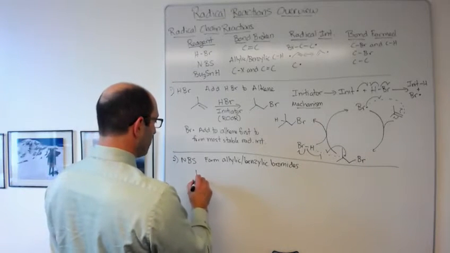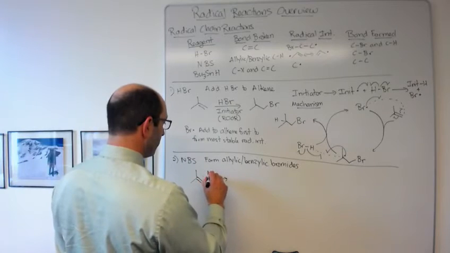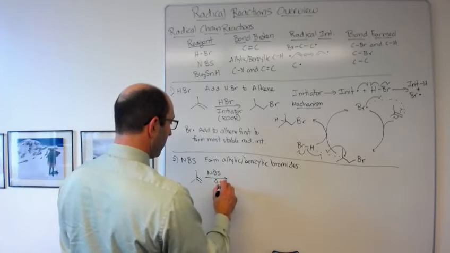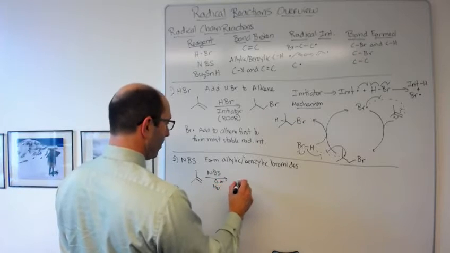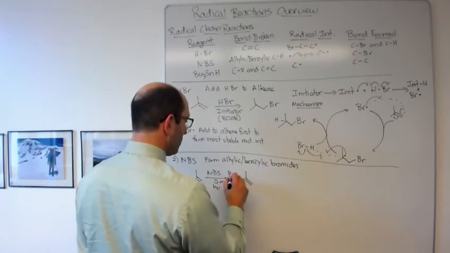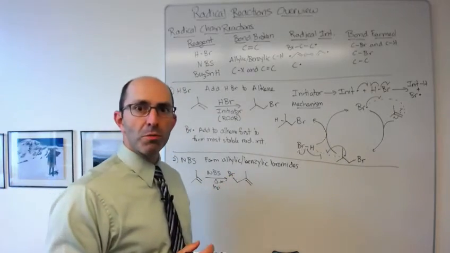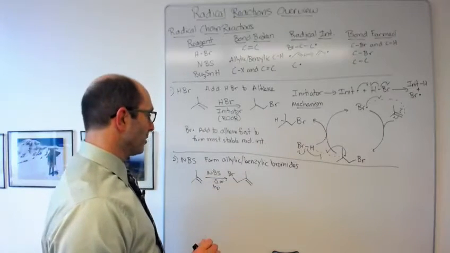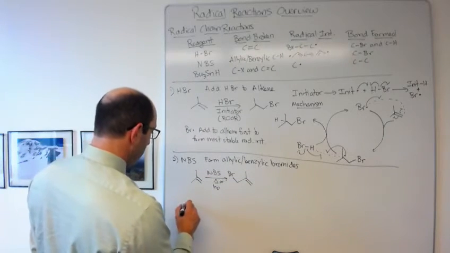If we take the same substrate, NBS with heat or light, what will happen is the alkene will stay and we'll just add bromine in the allylic position, which is a really nice complement to the reaction above. Very interesting that we get different reactivity here.